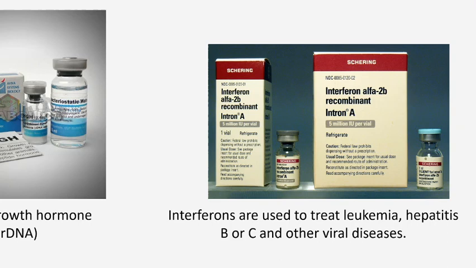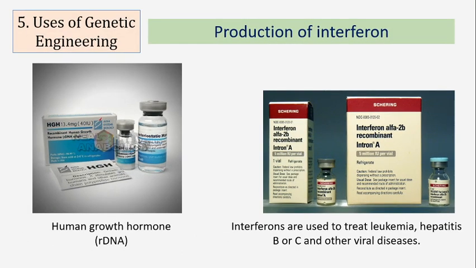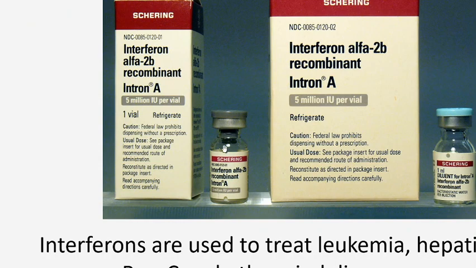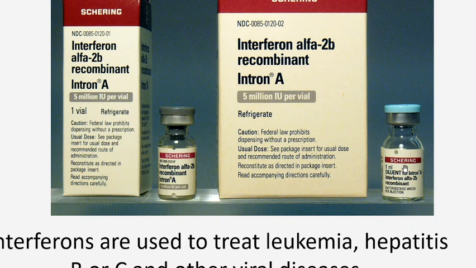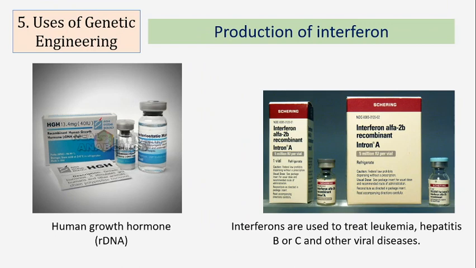So how can we produce interferons outside the body? Interferons can be produced inside yeast or bacteria by genetic engineering processes, and they are used for treatment. You see the vials of interferon. Actually, they are very expensive vials, and they are administered in cancer patients or virus-infected patients to boost their immune system, to suppress the cancer or virus in their body.